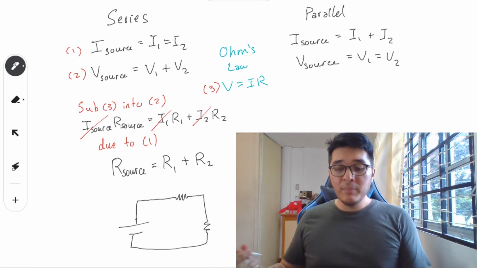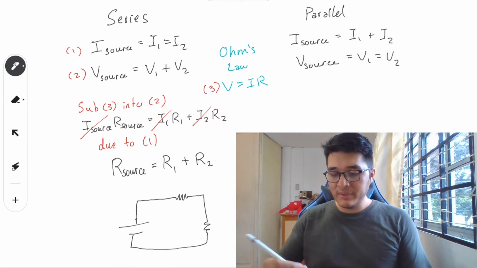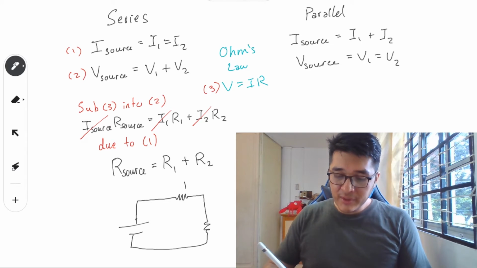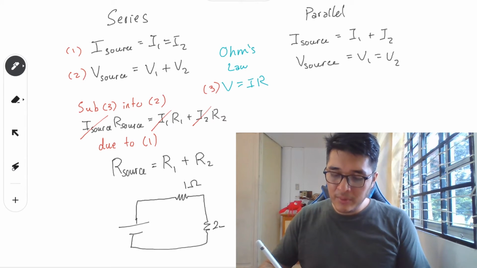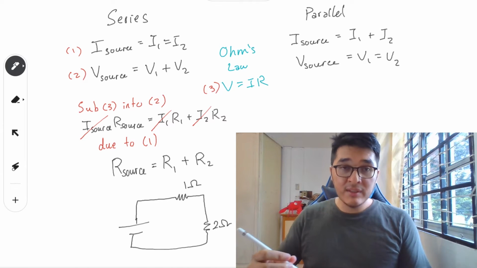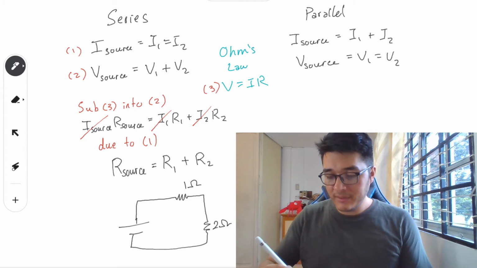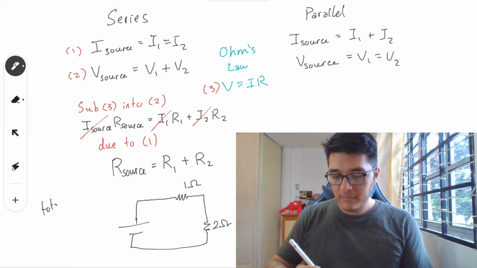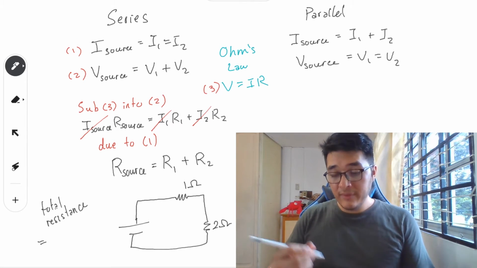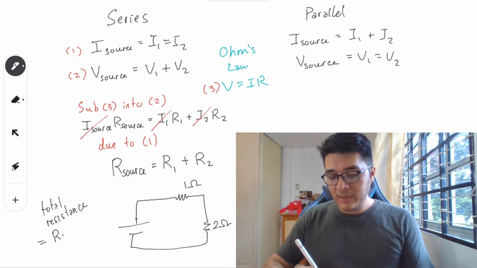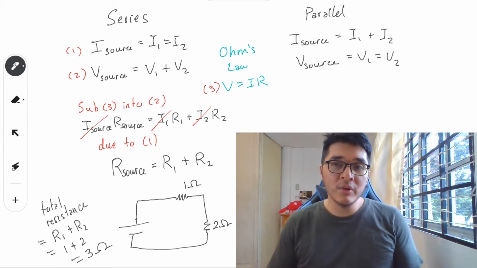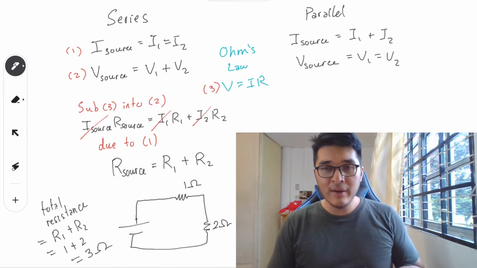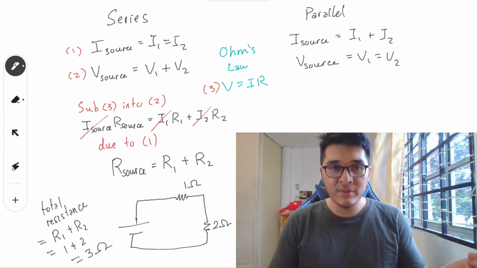So as a quick little example, let's say that we have two light bulbs or resistors, and this first resistor has 1 ohm and the second one has 2 ohms. What's the resistance in this wire, the total resistance? Well, if they're connected in series, we just need to add them together. So that would be 1 plus 2, which is 3 ohms. So that's what we're going to be looking at next. So how to analyze circuits and how to get quantities from a circuit itself.